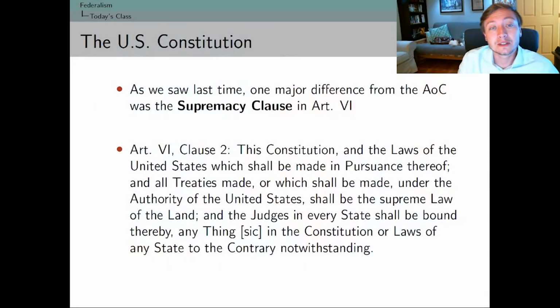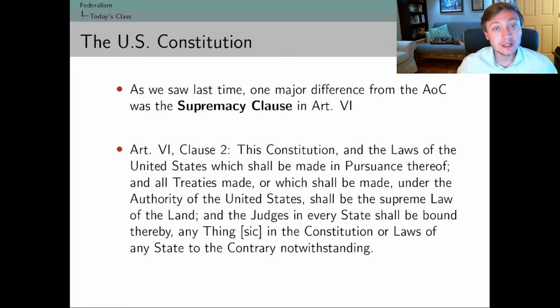Last time, in the last slides, we previewed the Supremacy Clause, which is located in Article 6, Clause 2 of the U.S. Constitution. This slide says that this Constitution and the laws of the United States, which shall be made in pursuance thereof, essentially the laws of this new United States that are going to be made on the basis of the Constitution, and all of its treaties, shall be the supreme law of the land. And the judges in every state shall be bound thereby, which means they have to respect that law and uphold it.